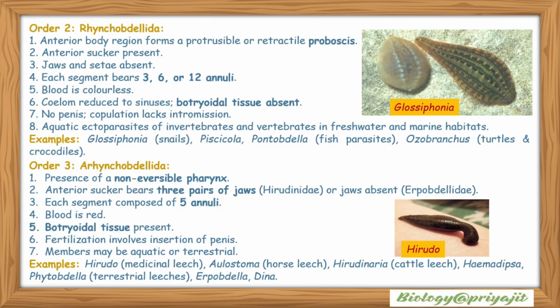Order 3 of the Hirudinea, Arhynchobdellida: presence of a non-eversible pharynx. Anterior sucker bears 3 pairs of jaws, as in Hirudinidae, or jaws absent. Each segment is composed of 5 annuli. Their blood is red. Botryoidal tissue is present. Fertilization involves insertion of penis. Their members may be aquatic or terrestrial. Examples include Hirudo, that is the medicinal leech, Haemopis, horse leech, Hirudinaria, cattle leech, Haemadipsa, terrestrial leeches, etc.